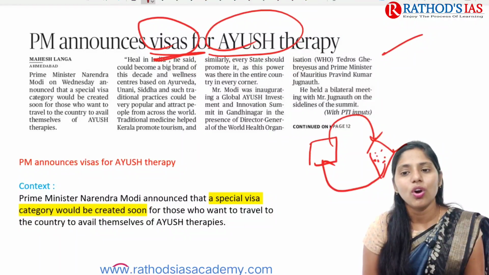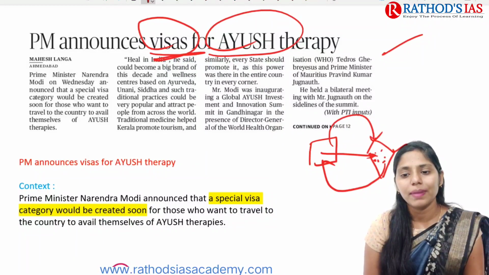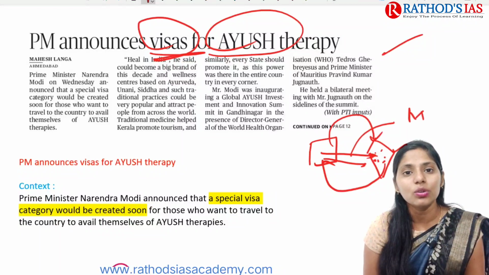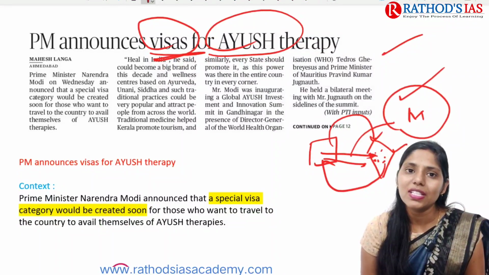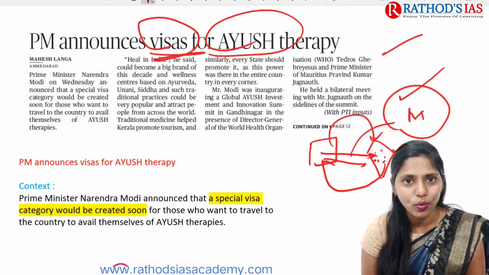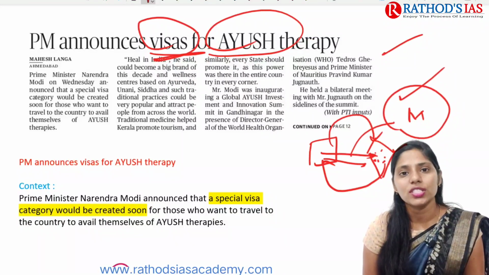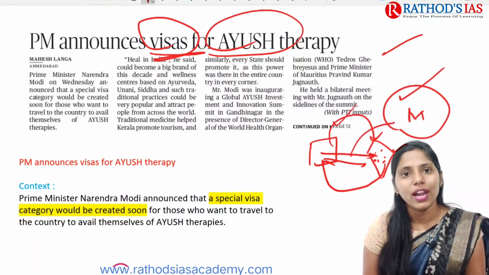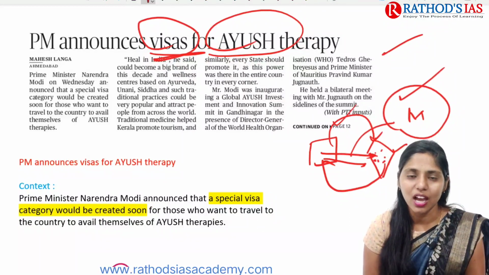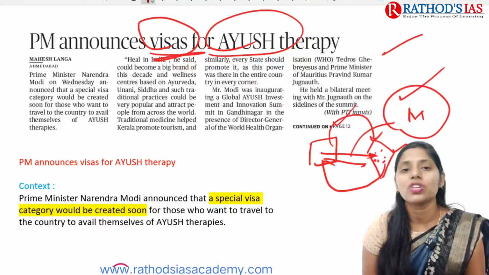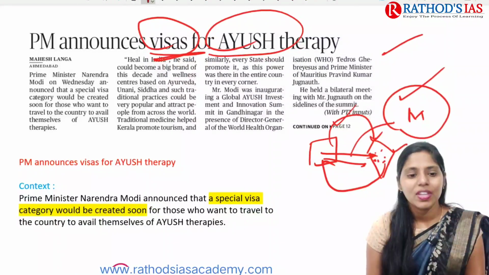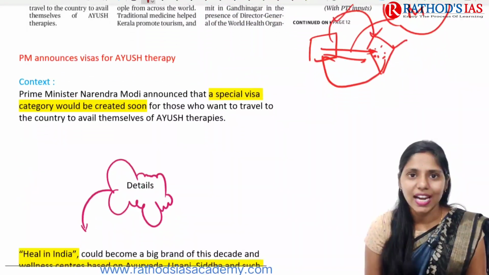Whenever people want to visit India for medical services, they get medical visas. In the same way, the Prime Minister has now announced that we are also going to provide visas for Ayush therapy. As of now, we have this visa only for allopathy. Now for Ayush also we are going to provide visas. This is what was mainly said by our Prime Minister. Now let us see the context.